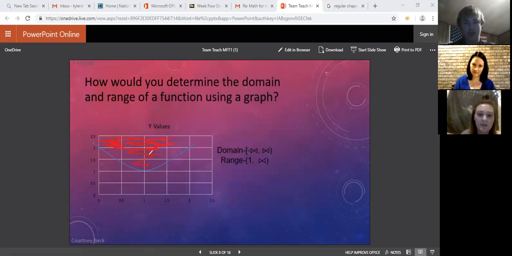So this would be the range, the red area, right? Yes. And then 1 to everything. So that's the everything range upward is included. And then the domain would be all of it, right? Yes, everything that touches the graph, because it's infinity. Yep. All right.